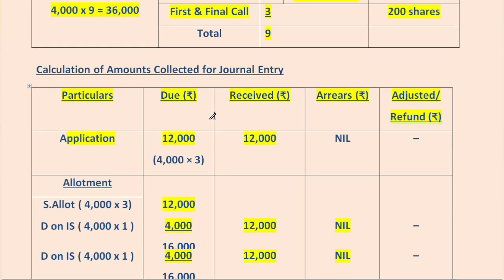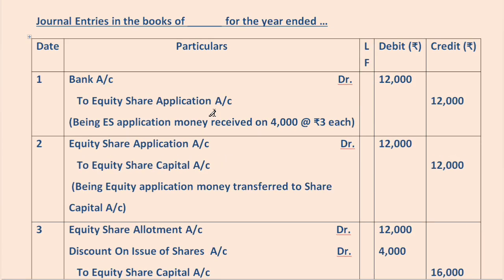Based on the above calculation, we have to prepare a journal entry. Journal entry in the books of the company. The company is not given, the year ended is not given, and the year is also not given, that is why I have not entered anything. See the format: date, particulars, LF, debit and credit.